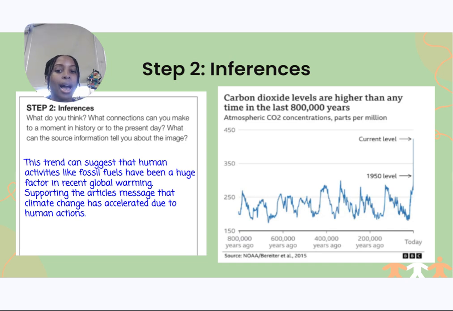And then you say, how does this connect with the article? For me, this supports the article's message that climate change is happening very quickly. It's accelerating due to what we humans are doing.